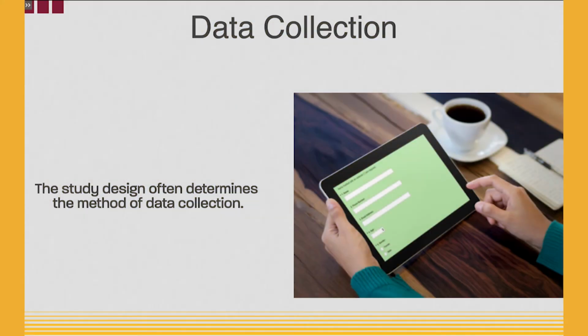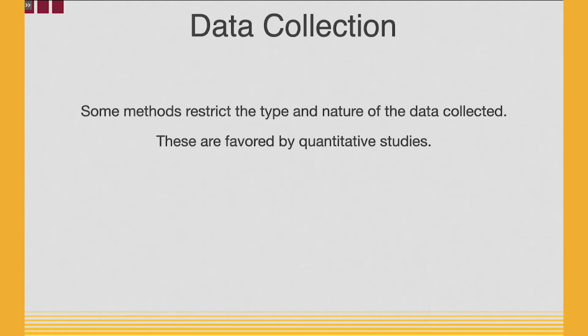The study design, whether it's qualitative or quantitative, will often determine the method or the way that you collect data for your research. Some methods of data collection really restrict the type and the nature of the data that's collected. And of course, because these are really tight and specific, these are favored by quantitative studies, that exact information that you want in a quantitative study.